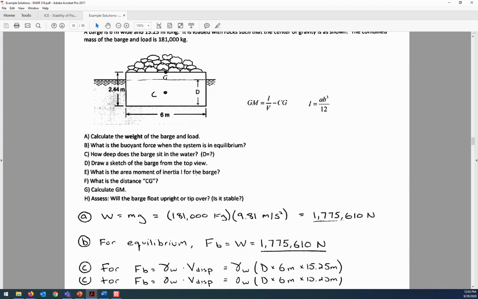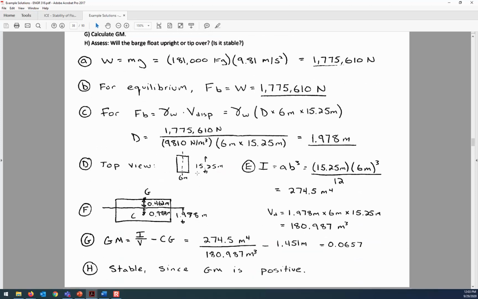Can I go over the center of gravity again? So you mean like the calculations for where it is, where it's located?